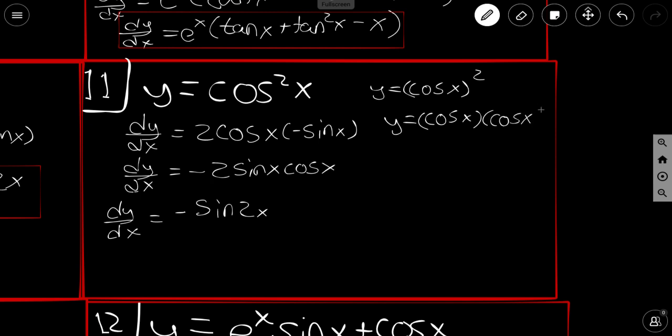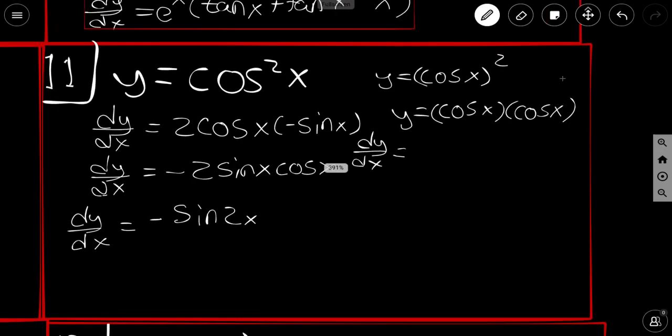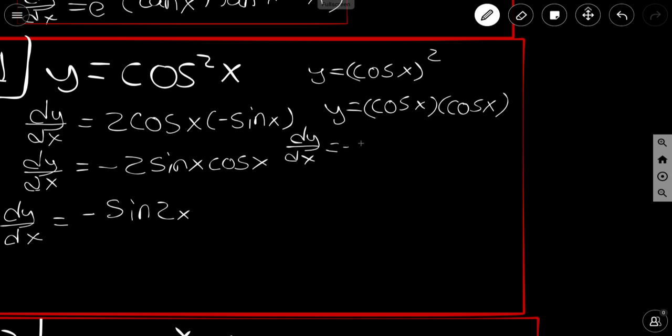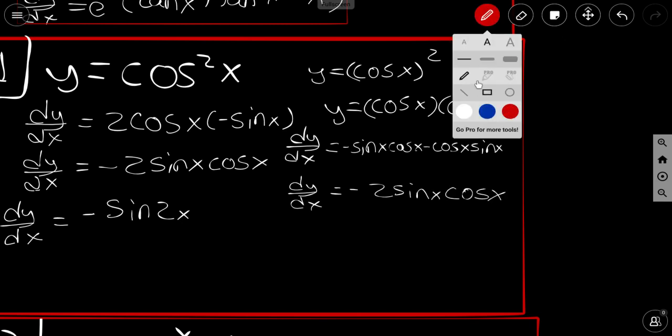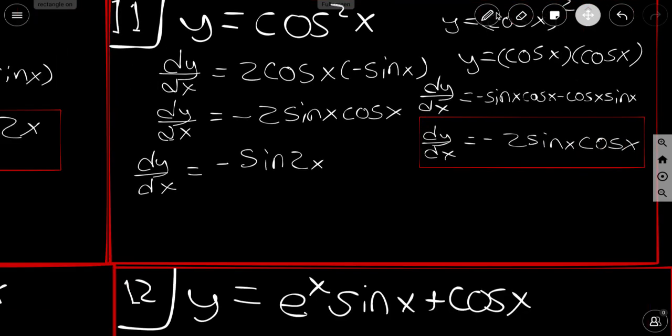Cosine squared is the same as cosine x times cosine x. So this would be product rule. That would be negative sine x cosine x minus cosine x sine x, which is equivalent. There we go. So that's our answer, or this, either one.